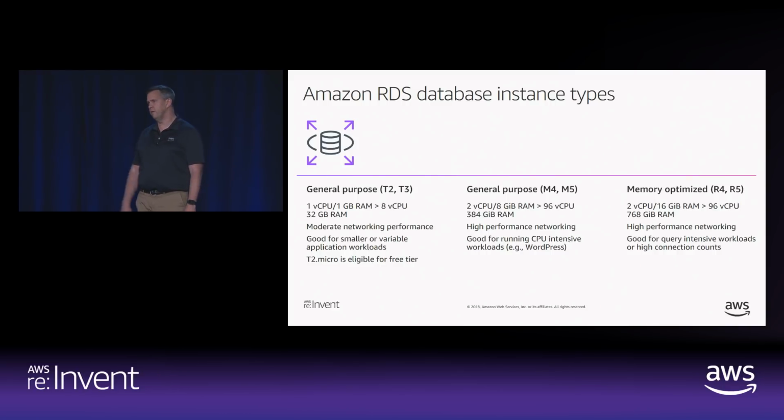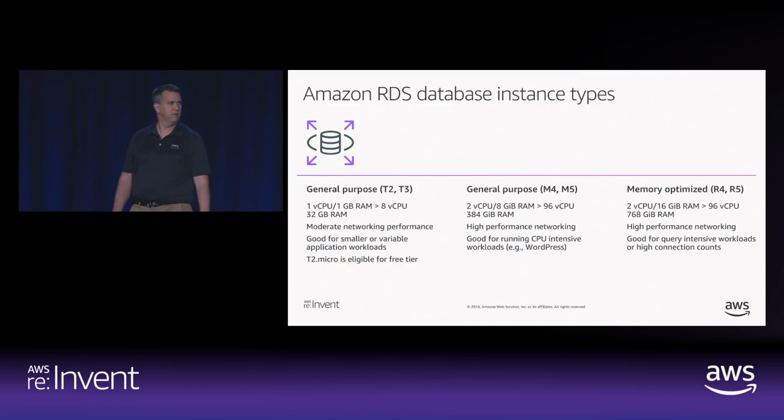And then for the R series, goes up to 768 gig of RAM. Really good for analytical workloads where you're doing larger queries, or if you've got a really high connection count. If you're putting thousands of connections against a database, you want a high memory configuration.